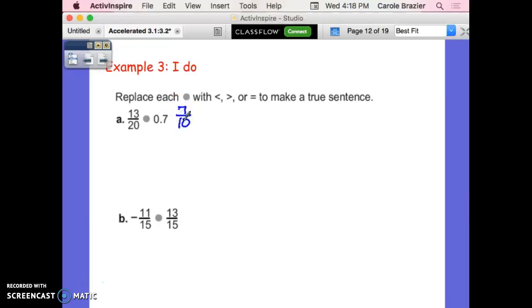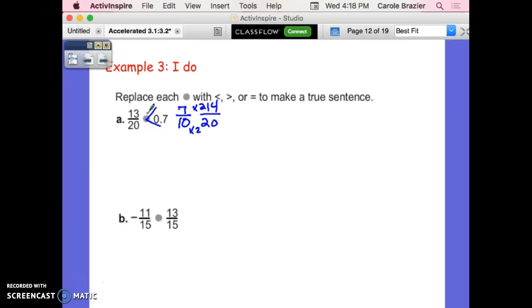And then I can find a common denominator between 10 and 20. My common denominator then becomes 20, and my numerator would become 14 because I'm taking everything times 2. And then I can see that the 7/10 is bigger because comparing my numerators, 14 is bigger than 13.